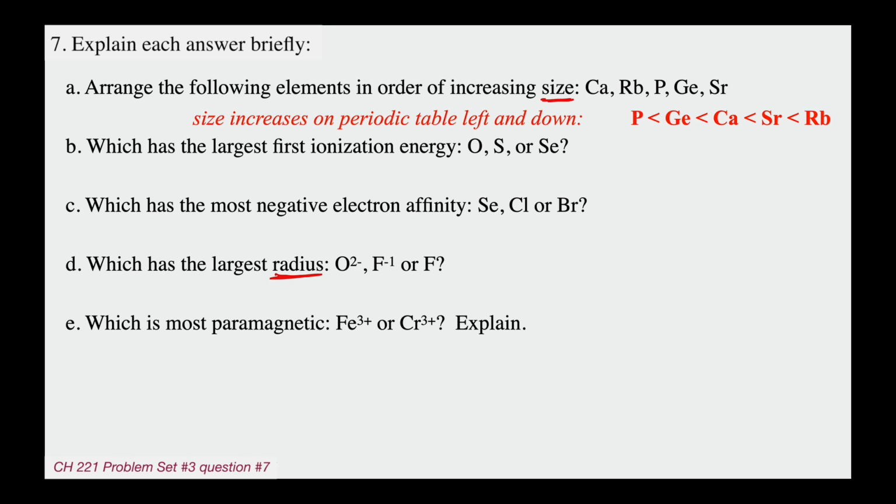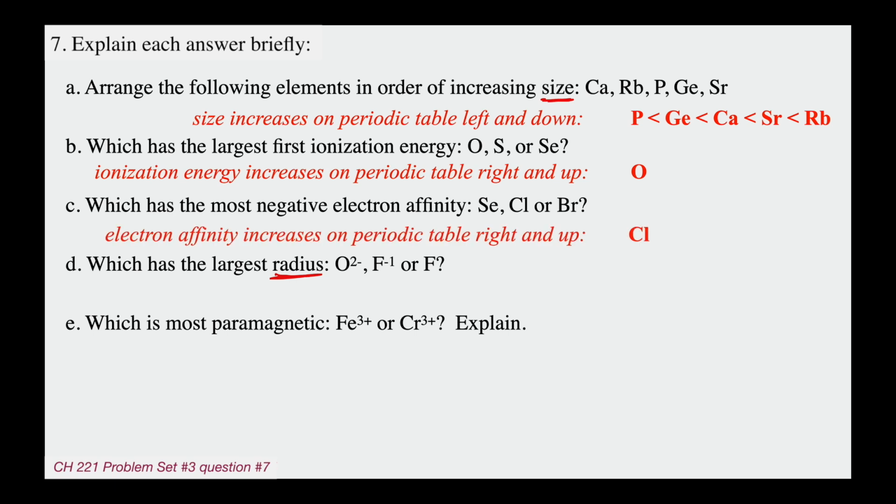Now, B and C are about ionization energy and electron affinity, and those two trends increase up and to the right. So the answer on both B and C is going to be the element which is most up and to the right. So for the first one on B, O, S, and Se, they're all in the same column. The highest one is oxygen. So oxygen should have the largest first ionization energy. And the same thing on C, you want the one which is most up and to the right. And of those three elements, chlorine is most up and to the right.